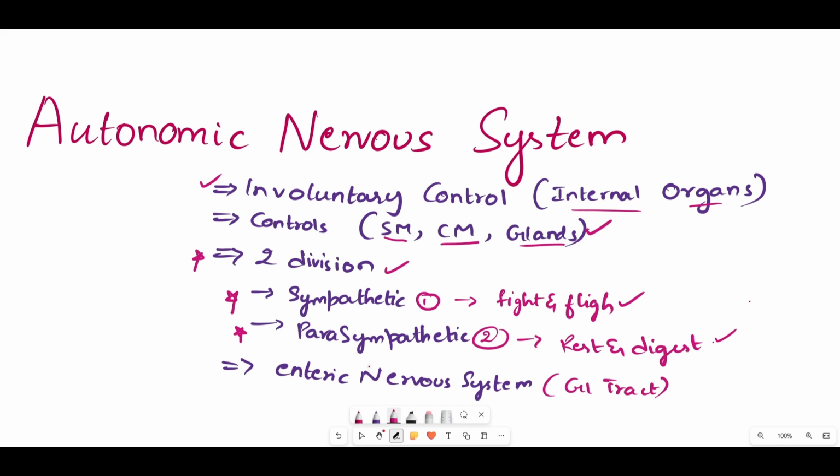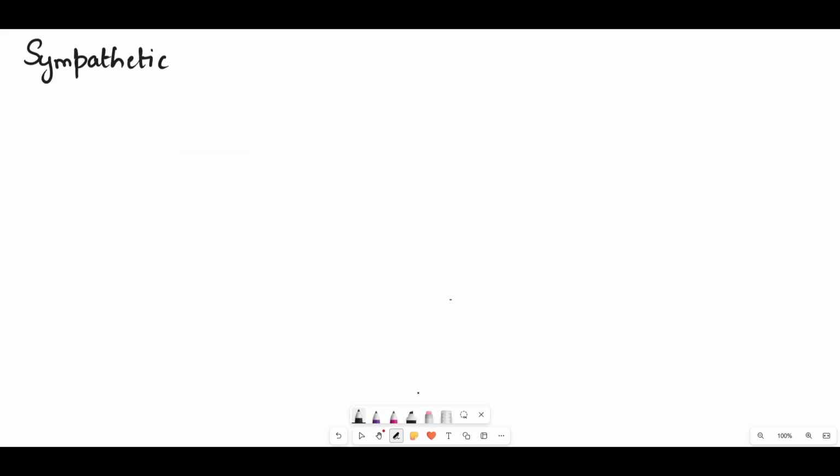Similarly, there is also an enteric nervous system, which is also a part of the ANS, which will be controlling the GI tract. Now let's get into the sympathetic nervous system in detail. So we already know that the sympathetic nervous system will be providing the fight and flight response. To understand this better, let's try to see a diagram.